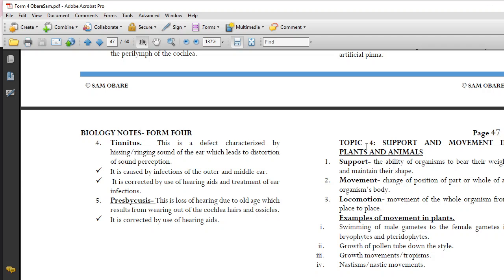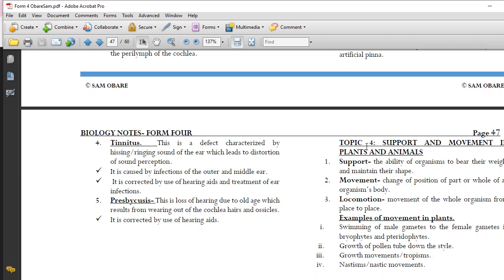So in Form 1, the last topic, we discuss the first characteristic of living organisms, which is nutrition, a process through which organisms acquire or obtain and utilize nutrients in their bodies. After we have taken in food, there is ingestion, there is digestion, then the food becomes absorbed into the body.